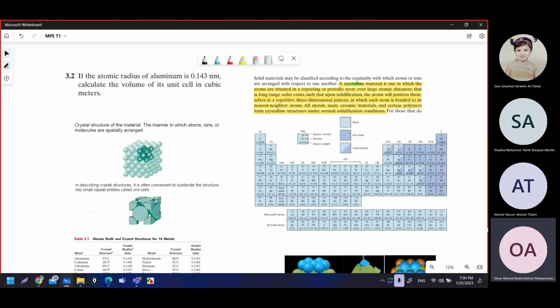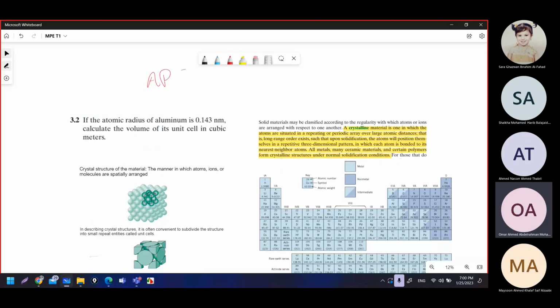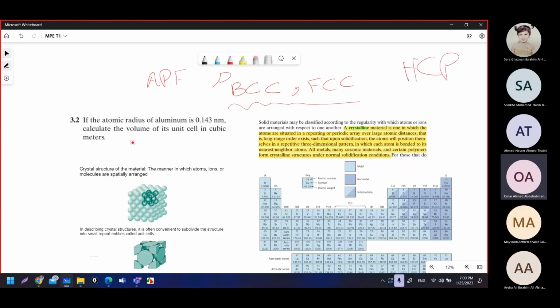Inshallah, in this tutorial, we'll solve different concepts like the atomic packing factor, the density of the BCC structure and crystal structure and FCC structure. We'll focus in this tutorial, inshallah, mainly on BCC and FCC. Next tutorial, maybe we'll solve the HCP structure. Okay, so let's start with the first question.